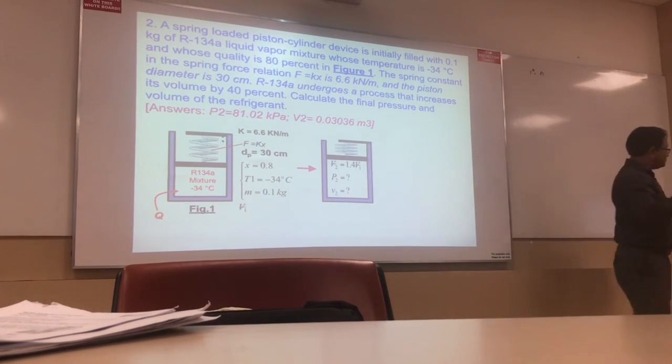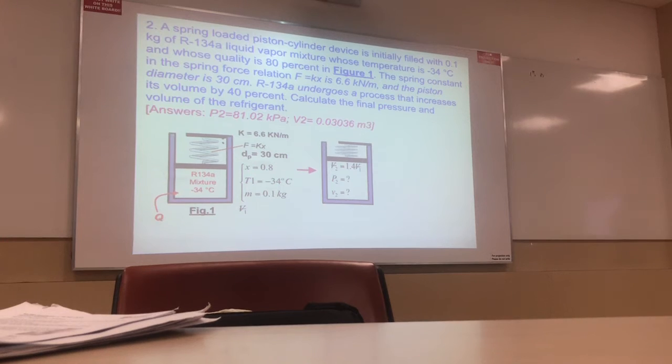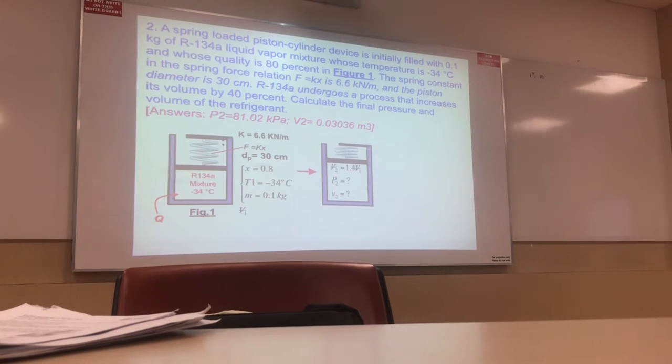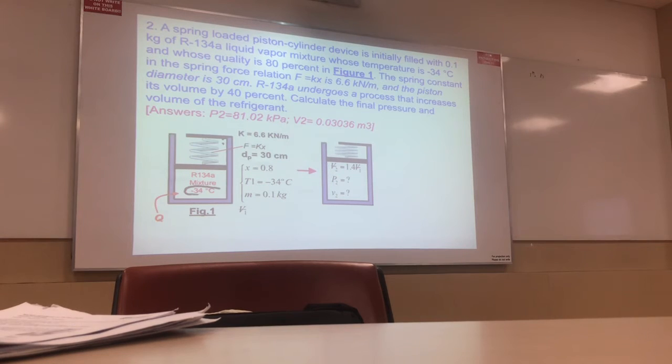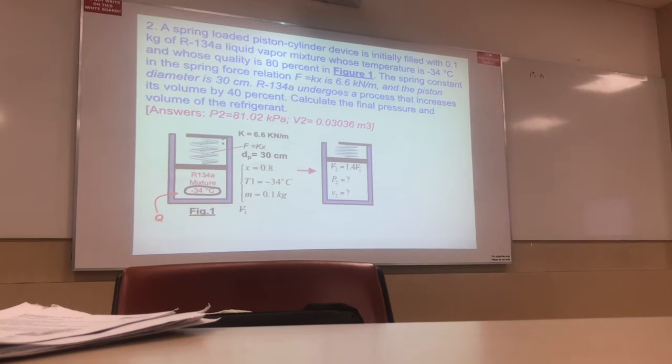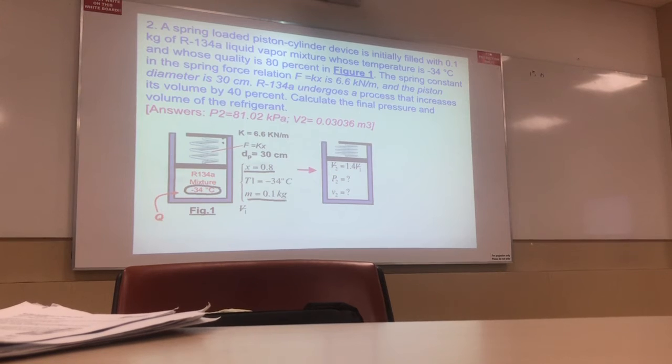So what can I do here? So what is the initial state? State 1 tells me something, right? State 1 tells me minus 34 degrees Celsius with a mixture, right? And quality 80%, and total mass is 0.1 kilogram, as given.